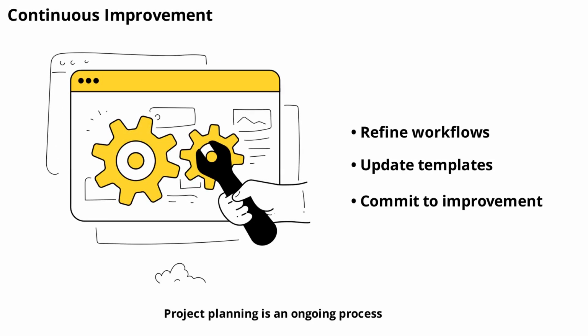Project planning is an ongoing process. Use insights from completed projects to refine your workflow and ATS setup. Regularly update templates, workflows, and automation rules based on what you've learned. This commitment to continuous improvement will help your team become more efficient and successful with each new project.